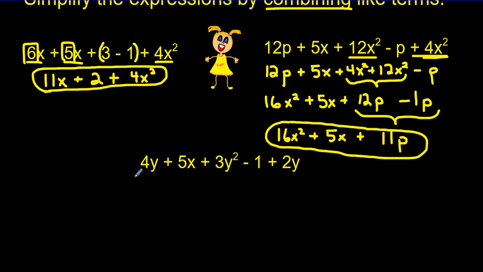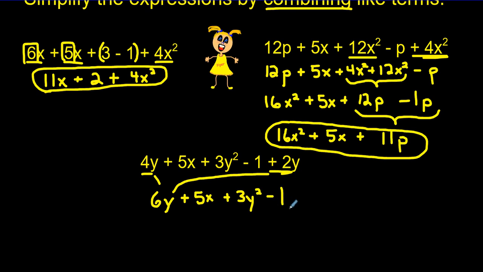Our final problem here, let's see how you did. You should have combined 4y and 2y. Again, since we're adding these two terms, all we have to do is change the order, and when we combine them, we get 6y. Then we add in the other terms in this expression, plus 5x plus 3y to the second power minus 1.